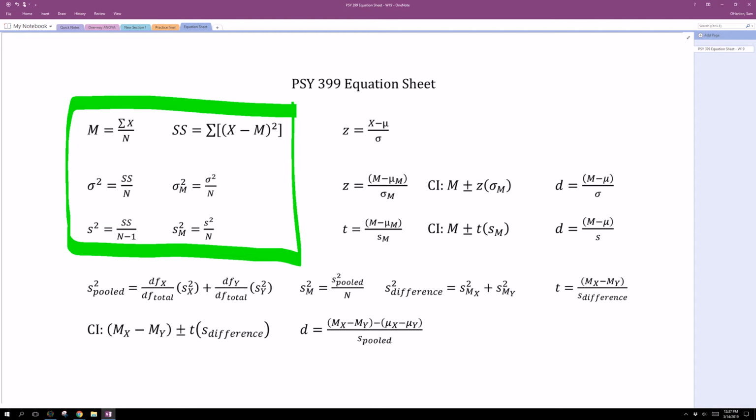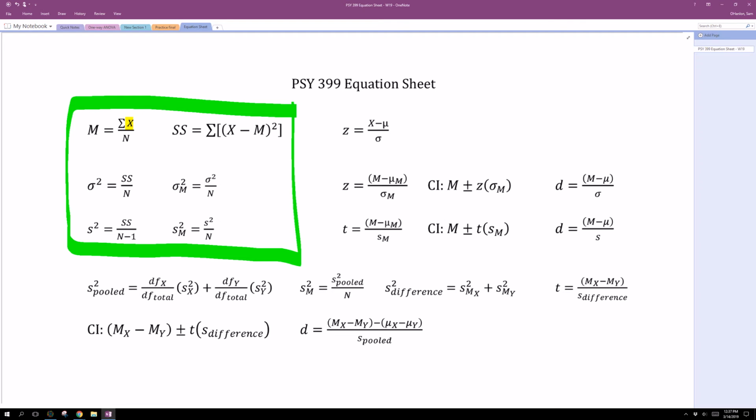Your mean is always the total of all of your scores divided by the number of scores. Okay, so M is for mean. Your scores are represented by X, and N is always the number of the thing that you have summed all of. So in this case, the number of all the scores.